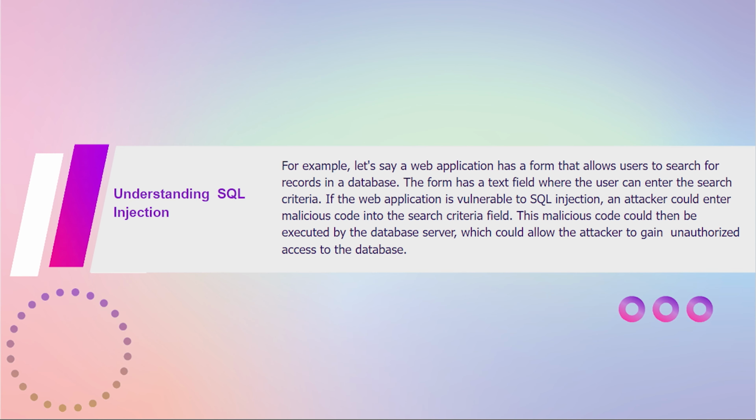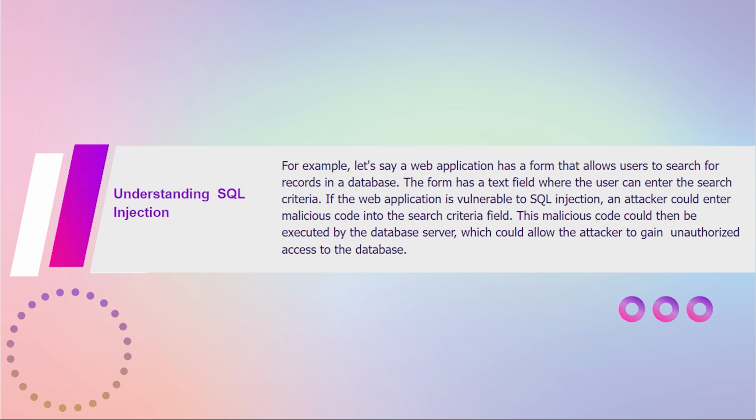Okay, so now we will talk about one of the examples to better understand SQL injection. So for example, let's say that a web application has a form that allows users to search for records in a database, and the form has a text field where the user can enter the search criteria. So if the web application is vulnerable to SQL injection, an attacker could enter malicious code into the search criteria field. And this malicious code could then be executed by the database server, which would basically allow the attacker to gain unauthorized access to the database.